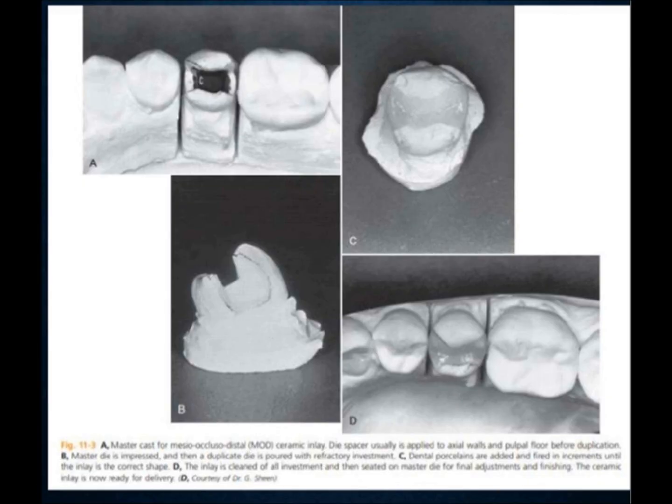Porcelain is added into the preparation area of the refractory die and fired in an oven. Multiple increments and firings are necessary to compensate for sintering shrinkage. The ceramic restoration is recovered from the refractory die, cleaned of all investment, and seated on the master die and working cast for final adjustment and finishing.